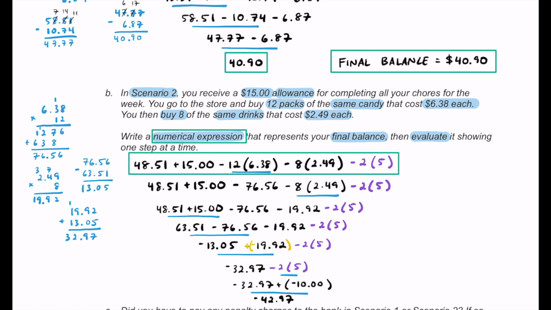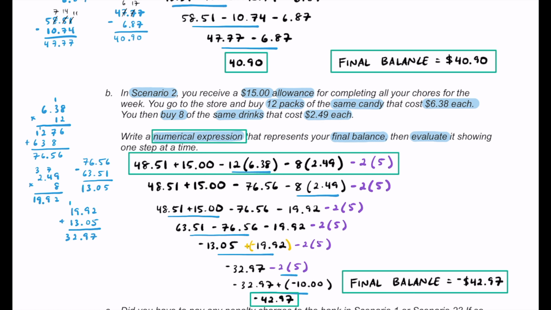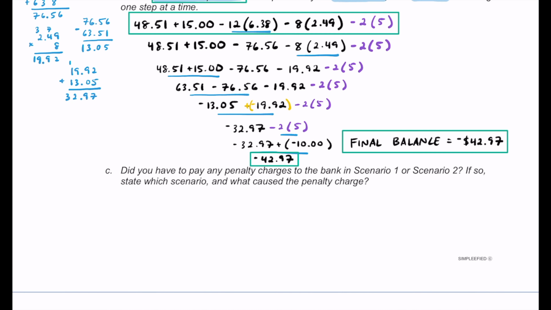So we had to go back and put that in. And this -42.97 at the end lets us know that the final balance for this account in scenario 2 is going to be -$42.97. Alrighty, so we have one final question here.